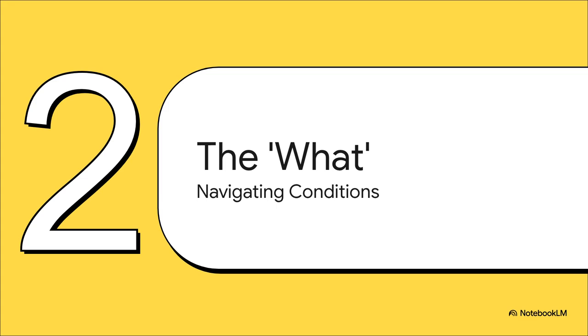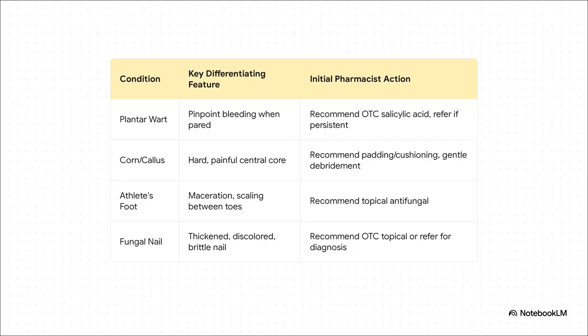We're talking about the common conditions you're going to see day in and day out, and more importantly, how you can start to tell them apart. Think of this as your quick reference guide. For a plantar wart, the dead giveaway is pinpoint bleeding if you gently pare the surface. You won't see that with a corn or callus. A corn will have that hard, painful central core. For athlete's foot, you're looking for that damp, scaly skin, especially between the toes. And with a fungal nail, the clues are all in the nail itself. It gets thick, discolored, and brittle. These little details are your best friends for a quick diagnosis.